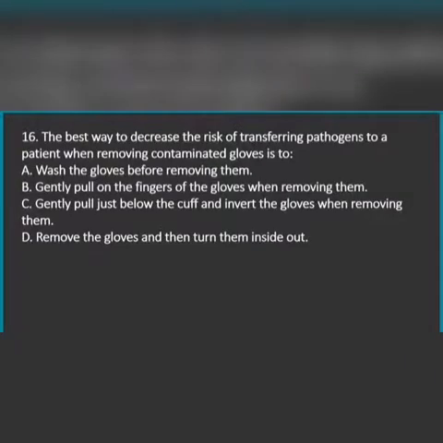Question 16. The best way to decrease the risk of transferring pathogens to a patient when removing contaminated gloves is to: A. Wash the gloves before removing them. B. Gently pull on the fingers of the gloves when removing them. C. Gently pull just below the cuff and invert the gloves when removing them. D. Remove the gloves and then turn them inside out.